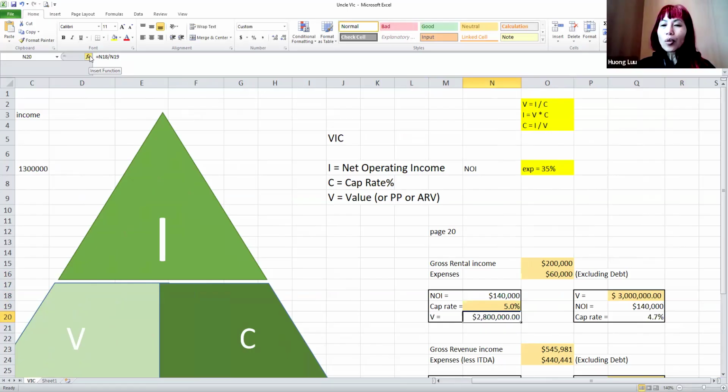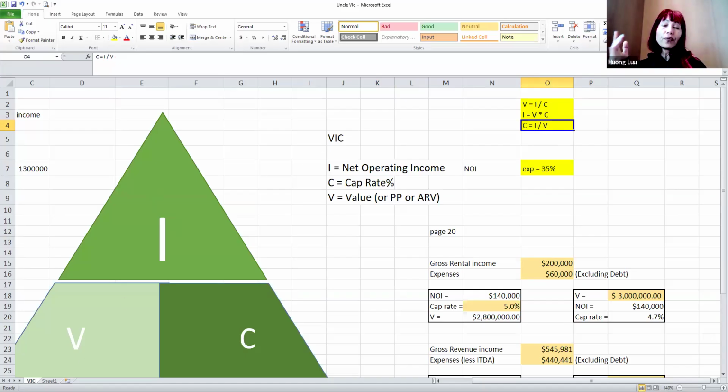Okay, so the other thing that I just want to point out here is this quick and easy formula. So the V is, if you cover up the V, it's your I divided by your C. And if you cover up the I, which is what you're trying to find out for, it's your V times your C. And if you cover up your C, your cap rate, so if for some reason you don't know what your cap rate is, then that formula is your I divided by your V.